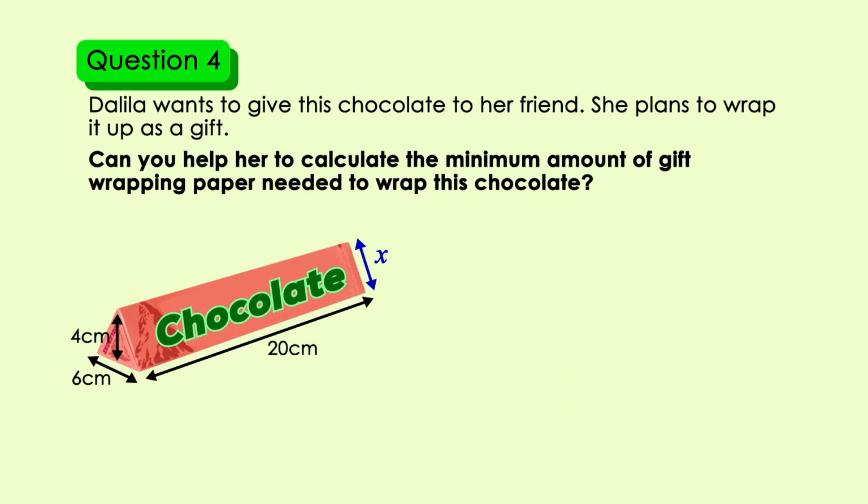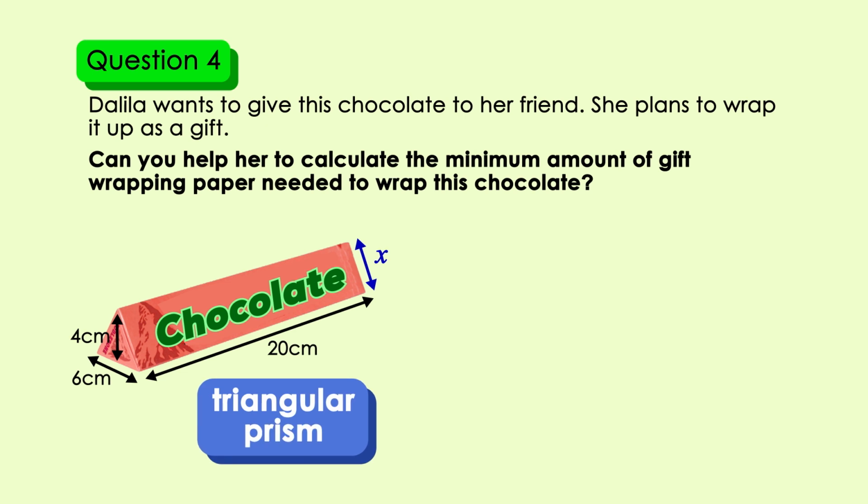The fourth question. Dalila wants to give this chocolate to her friend. She plans to wrap it up as a gift. Can you help her to calculate the minimum amount of gift wrapping paper needed to wrap this chocolate? We notice that this chocolate is in the shape of a triangular prism.